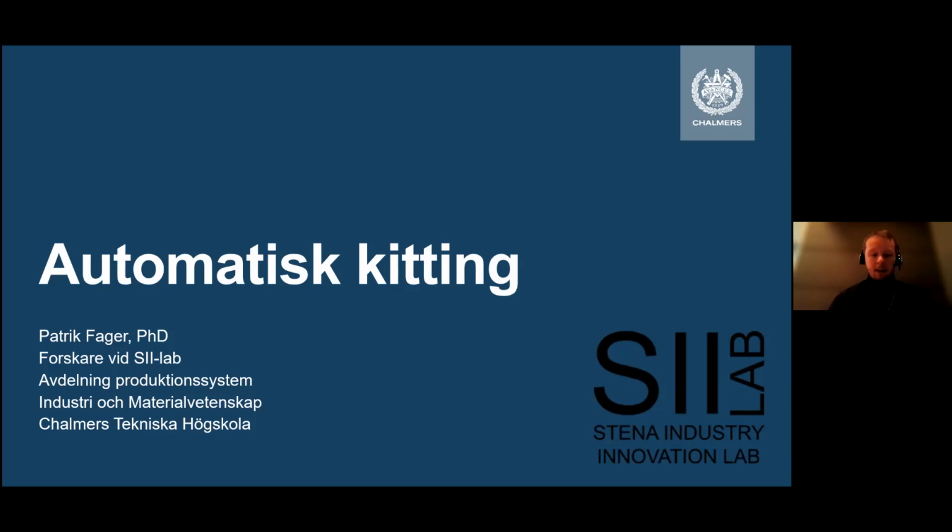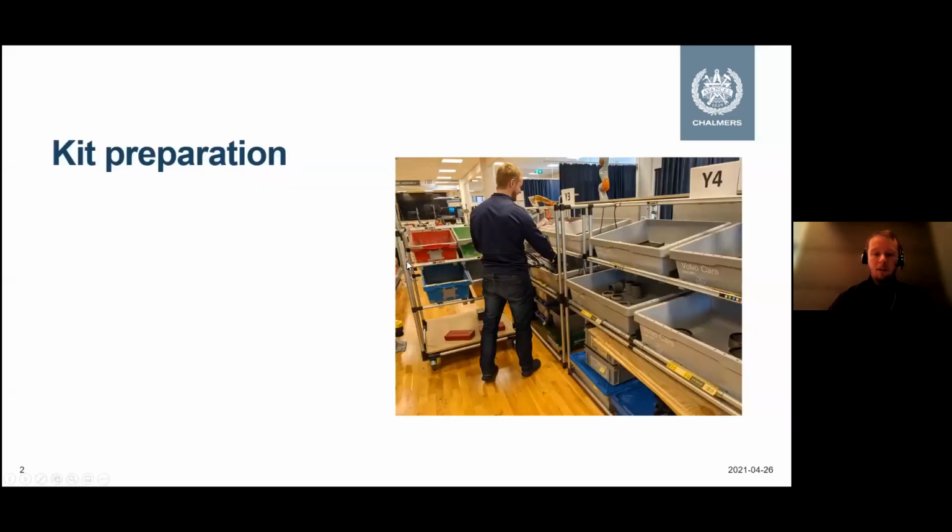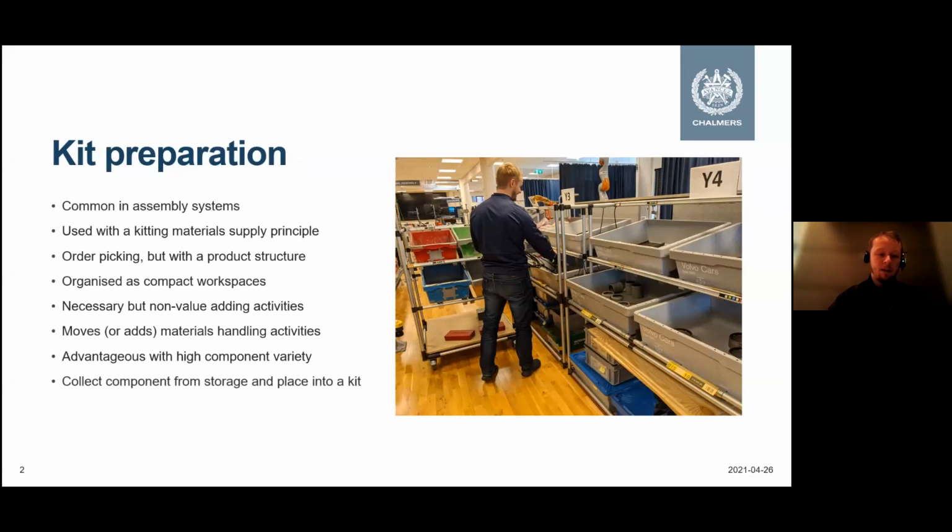And with that said, I would like to start with just introducing the topic of kitting or kit preparation. So this is a type of process that is very common in assembly systems, in the materials flow up to the assembly line. And you need to perform kit preparation when you use a kitting material supply, which basically means that components are arranged in one package before they are delivered to the assembly, so that the components for one assembly object are available at the assembly process.